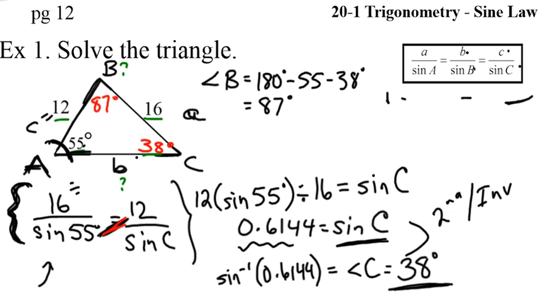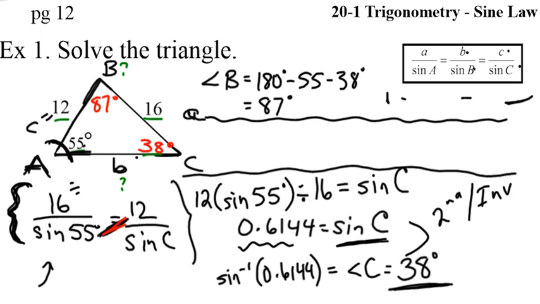Now, I always love this because when I ask this question in class, what can we do to find side B? Now that we have two sides, someone shouts out, Pythagoras! And I throw something at them. No, we can't use Pythagoras because it's not a right angle triangle. So now, what do we have to do? We have to go back to the sine law.